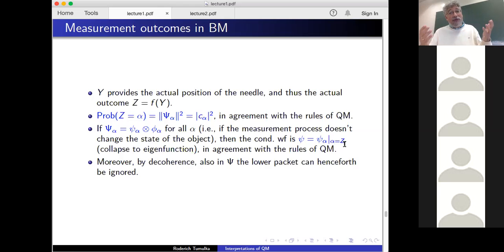Again, we see that the wave function has collapsed in agreement with the collapse rule of quantum mechanics, also for arbitrary observables. And moreover, by decoherence, it will stay that way over time; it will not go back after a second to a different wave function. So from that point onwards, for all practical purposes, you can just replace the wave function of your object by the corresponding eigenfunction, as was claimed in the rules of quantum mechanics.